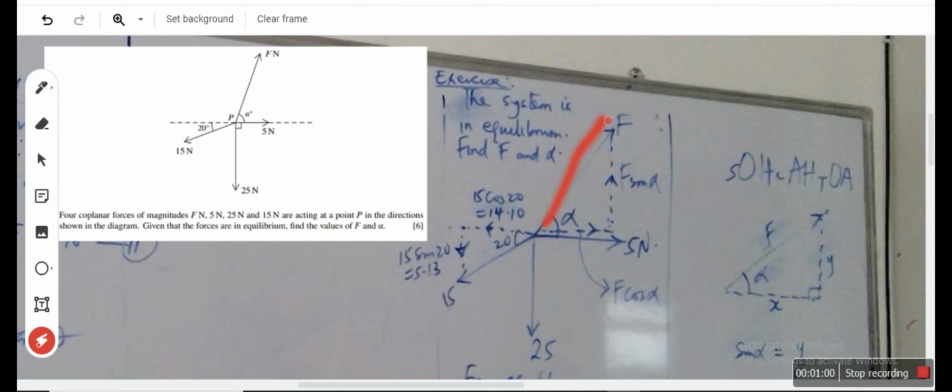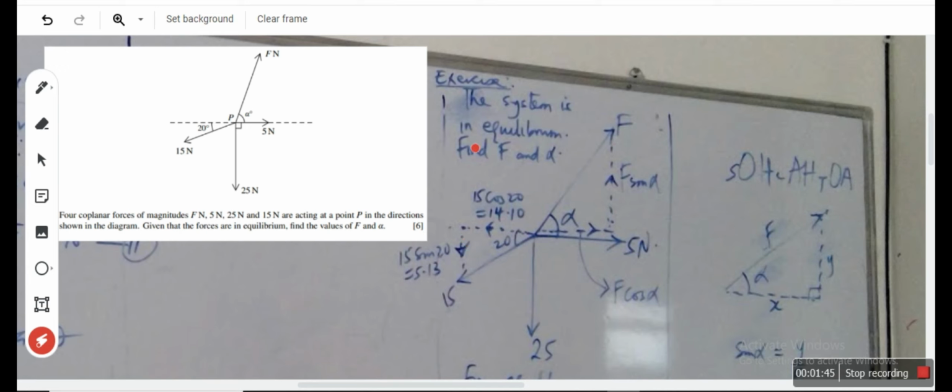But the force F has been resolved. We have F sine alpha for the vertical component and F cos alpha for the horizontal component, in their proper directions based on what we discussed earlier. Also, the 15 Newton force was resolved. We have 15 cos 20, or 14.10 Newton, for the horizontal component, and 5.13, which is from 15 sine 20, for the vertical component. So all the forces that need to be resolved have been resolved into their components.